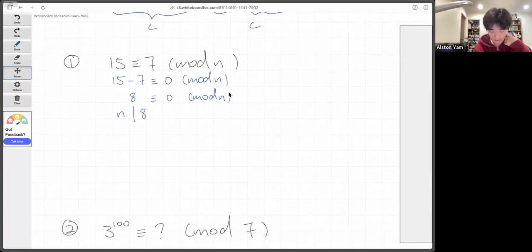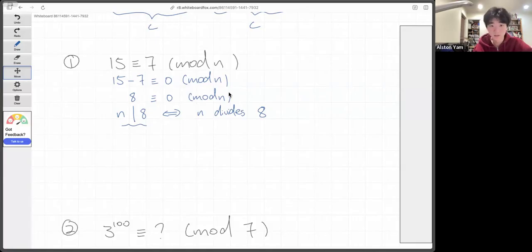If we are unfamiliar with this notation, this vertical line notation, it just means divides. So this is the same as n divides 8. Cool. This vertical line means divides. And what we can see is n divides 8, so n must be all the possible divisors of 8, all the numbers that can divide 8.